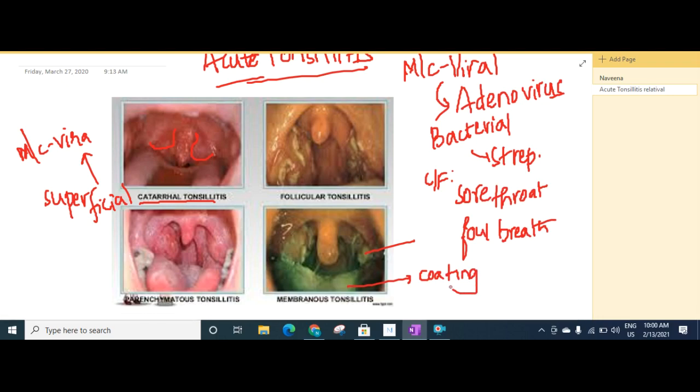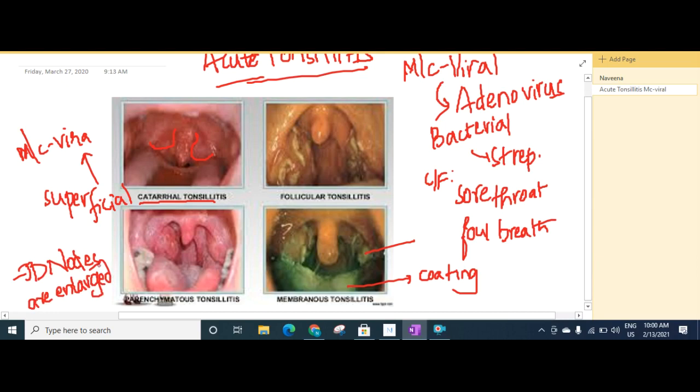For the diagnosis, if you try to squeeze the tonsil, you can see the pus coming out from the crypts of the tonsil. The signs are swollen or inflamed tonsils and yellowish spots present over the tonsils. Sometimes you will also see that the jugulodigastric nodes are enlarged.